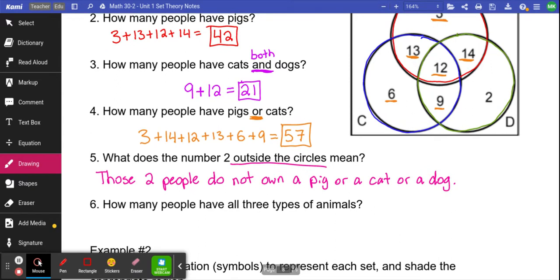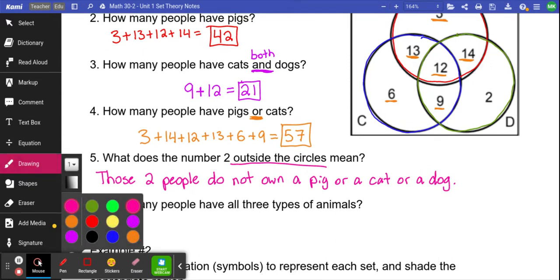And last question, how many people have all 3 types of animal? All 3 animals. That would be these 12 people right in the center. Those are the people that are in all 3. That means there's 12 people who have pigs, cats, dogs. Be a pretty crazy house.